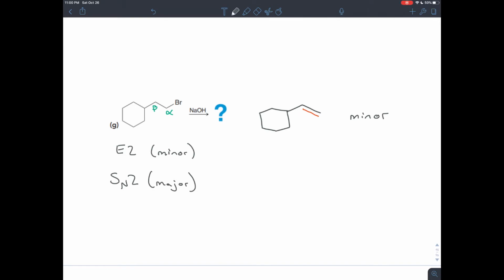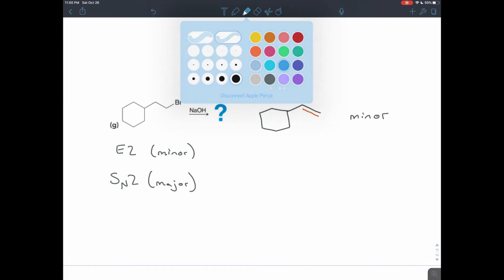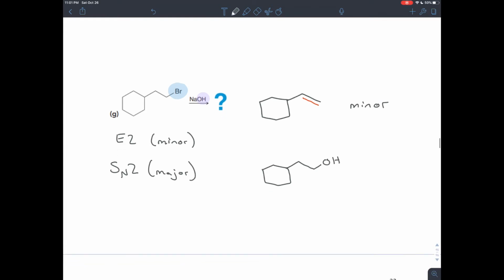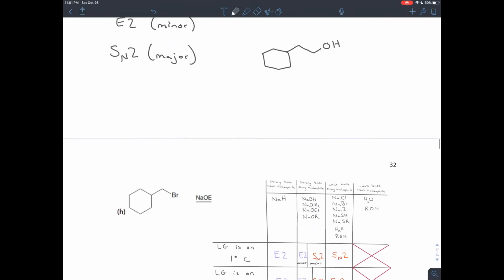And the Sn2 product, for that, we are going to replace the leaving group with the nucleophile. Our leaving group is bromine, so we're going to redraw the same molecule, but instead of bromine, we're going to have our nucleophile, which is OH. So that's our major product, our Sn2 product.